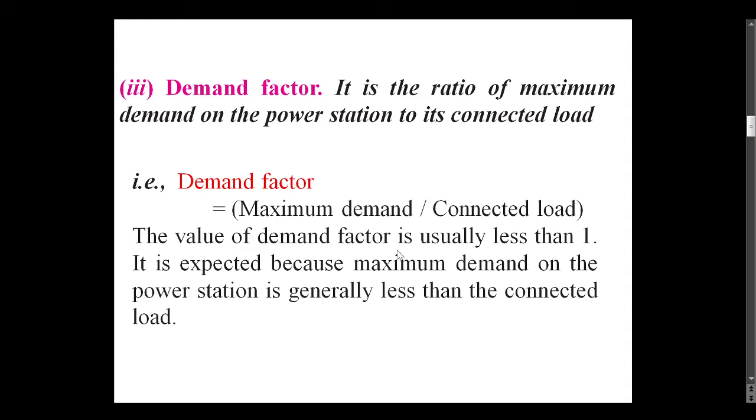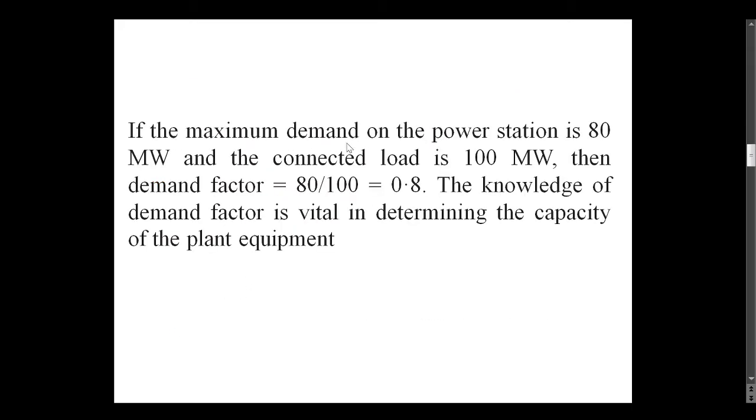The value of demand factor is usually less than 1. It is expected because maximum demand on the power station is generally less than the connected load. If the maximum demand on the power station is 80 megawatt and the connected load is 100 megawatt, then demand factor is equal to 80 by 100, that is 0.8. The knowledge of demand factor is vital, that is, important in determining the capacity of the plant equipment.